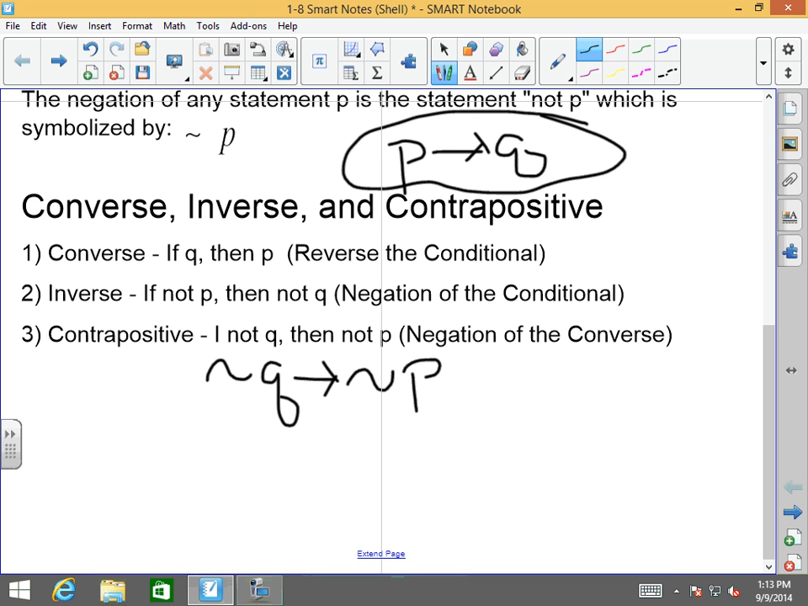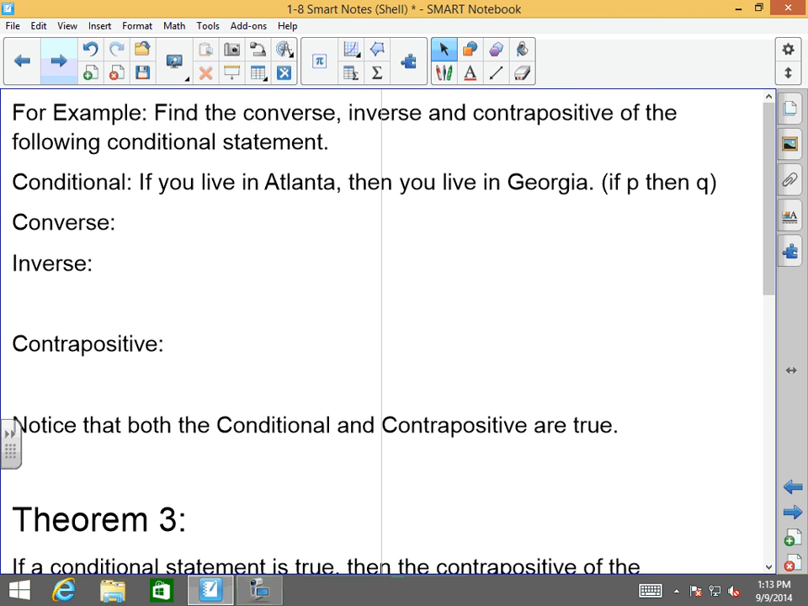You with me? Okay, I know this is kind of foreign at first, but I promise you, it's not that bad. Let's look at some examples. For example, I want you to find the converse, the inverse, and the contrapositive of the following conditional statement: if you live in Atlanta, then you live in Georgia, okay? This is an if P then Q statement. This is my P.